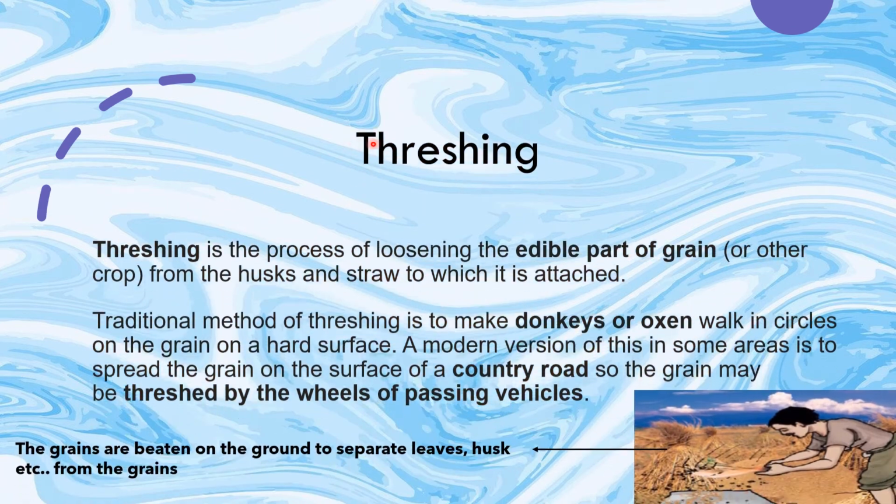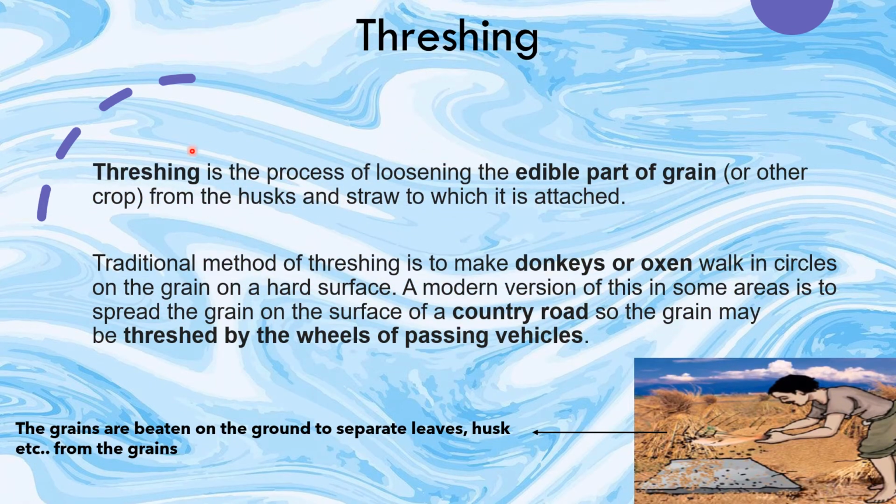So now we'll learn about another method, threshing. Threshing is the process of loosening the edible part of the grain or other crop from the husks and straw to which it is attached. The traditional method of threshing is to make donkeys or oxen walk in circles on the grain on a hard surface. These methods are used basically in the villages to separate them.